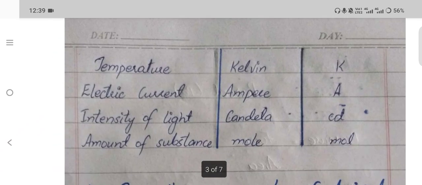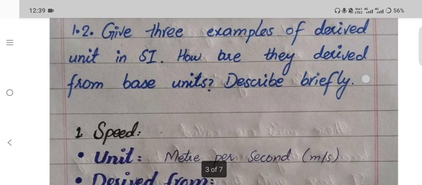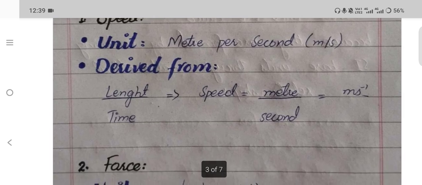Then our next question is: give three examples of derived units in SI, and how are they derived from the base units? Describe briefly. Here we have speed. Speed is meter per second, which is derived from two base quantities. The first one is length and the second one is time. As a result we have speed, which is meter per second.